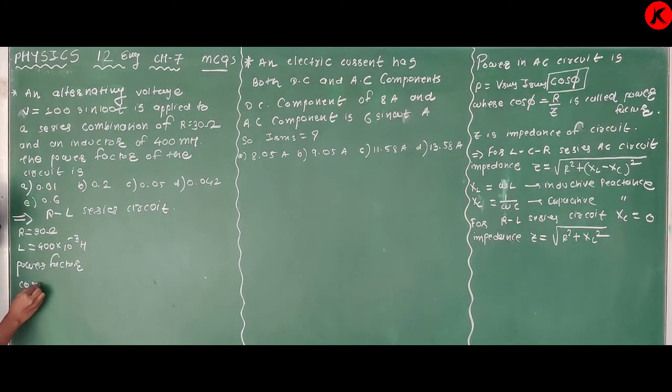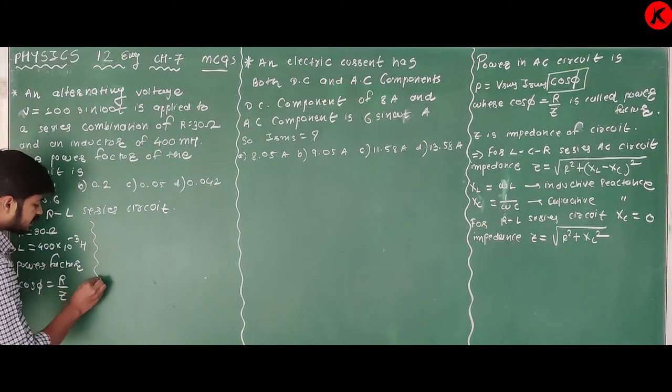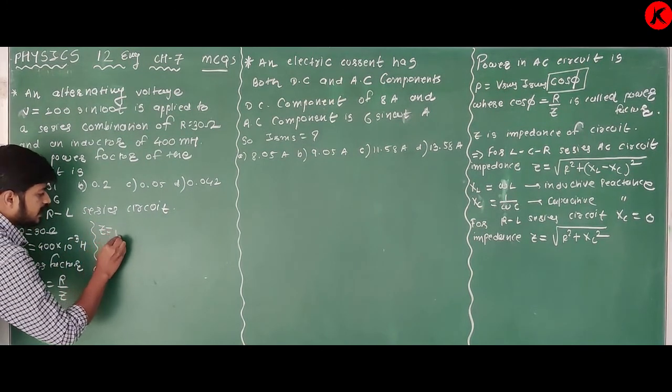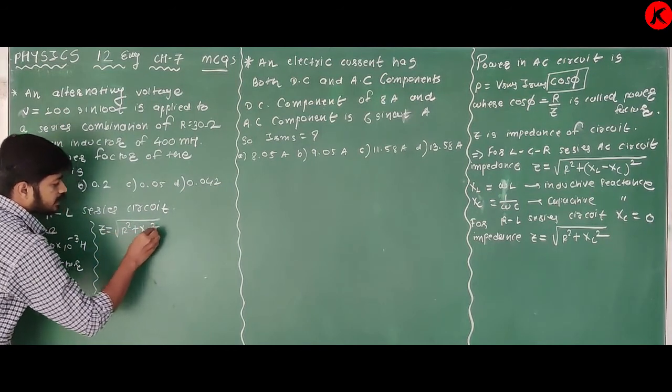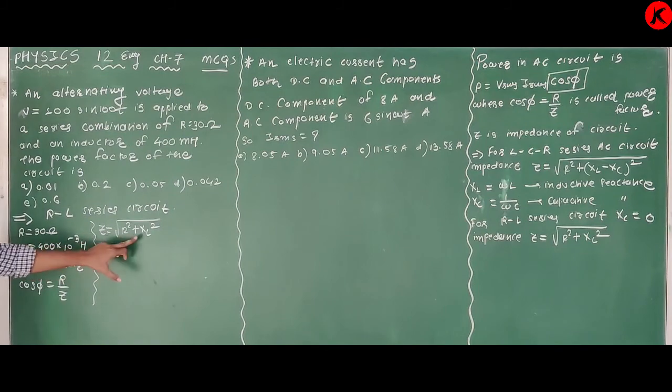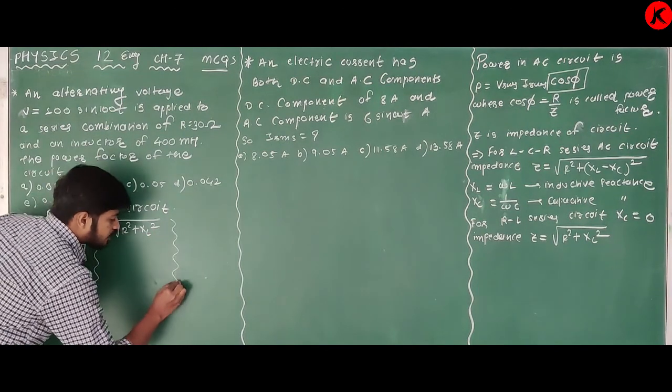So you have to find cos phi, which is equal to R upon Z. R is directly given, but what about Z? First of all you have to find Z. How to find Z? Z is equal to under root R square plus XL square. R is given, but XL is not given. Then how to find XL?